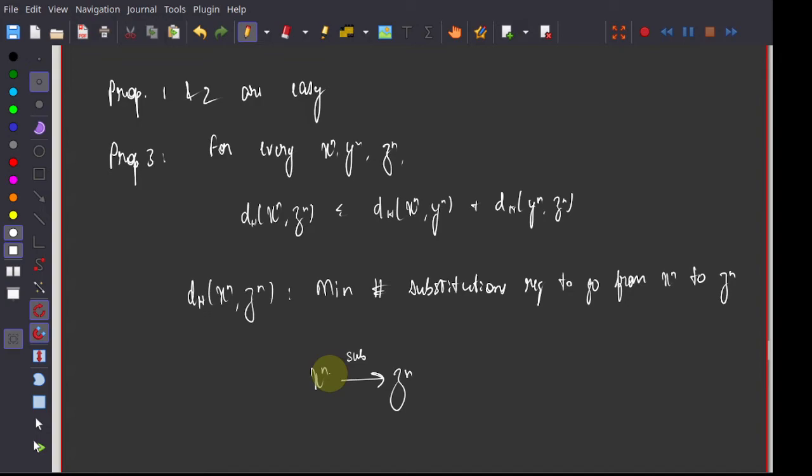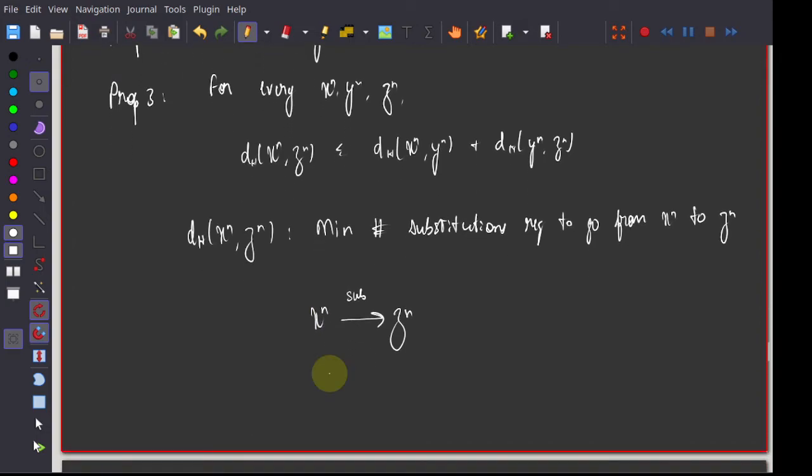So suppose I want to go from xn to zn. One way to do it is to make the minimum number of changes required. Basically, you flip exactly those locations in which xn and zn differ. The number of flips that you need to make is exactly equal to the Hamming distance between xn and zn.